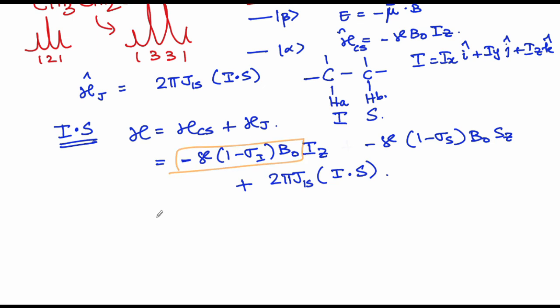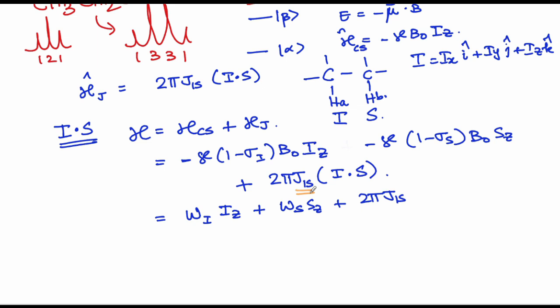So this can be rewritten, I'm going to make a short form out of this so that it's easy for us. I'm going to call it omega I Iz plus similarly omega S Sz plus 2 pi J_IS, where J_IS is the magnitude of scalar coupling and I dot S is the dot product between the two vectors. You're going to have Ix Sx plus Iy Sy plus Iz Sz.